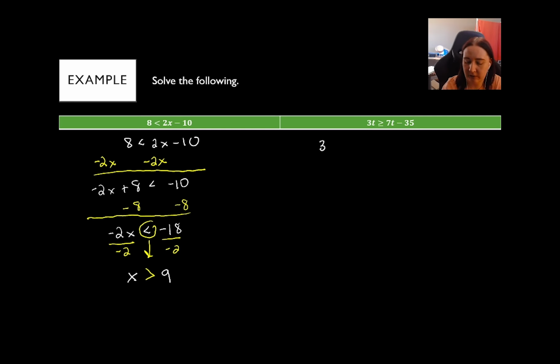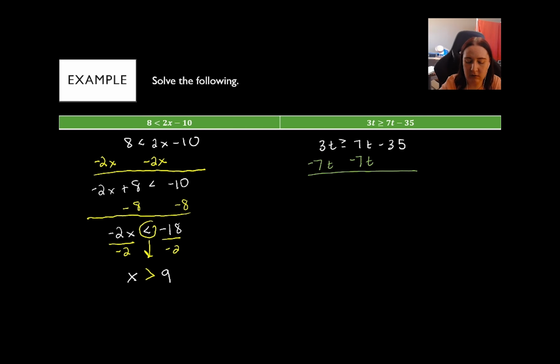So next one, we have 3t is greater than or equal to 7t minus 35. So for sure, when I have variables on both sides, I always move the variable first. So I'm going to move the 7t because I need to have it on the left. So I'm going to subtract 7t from both sides.